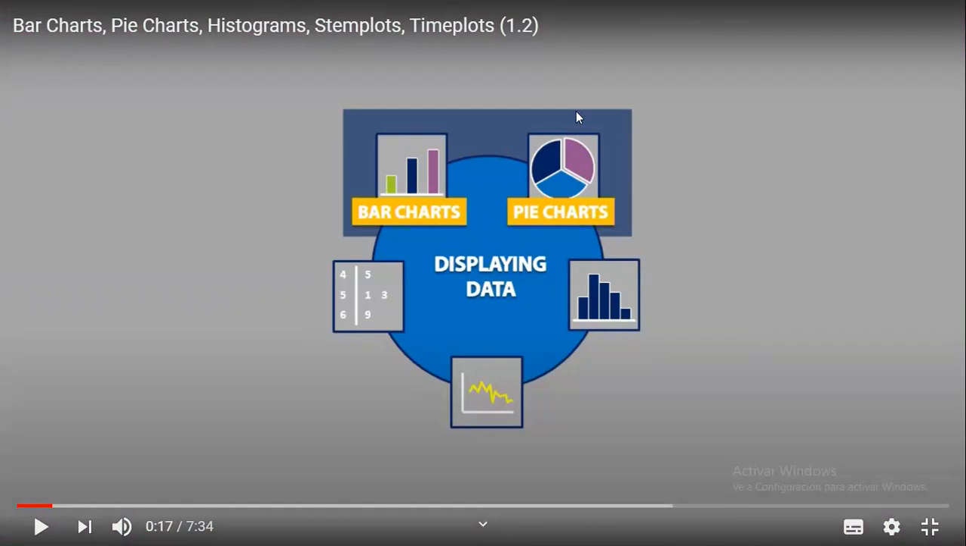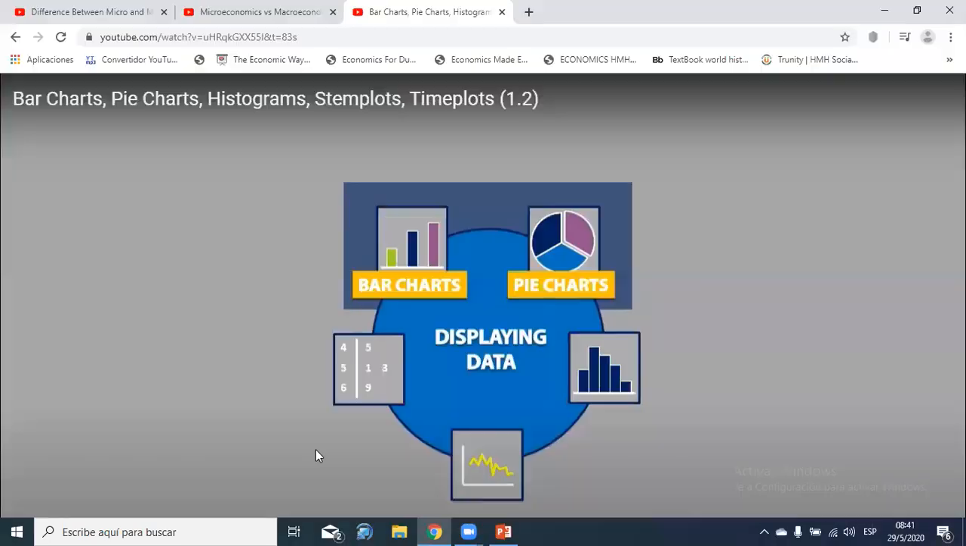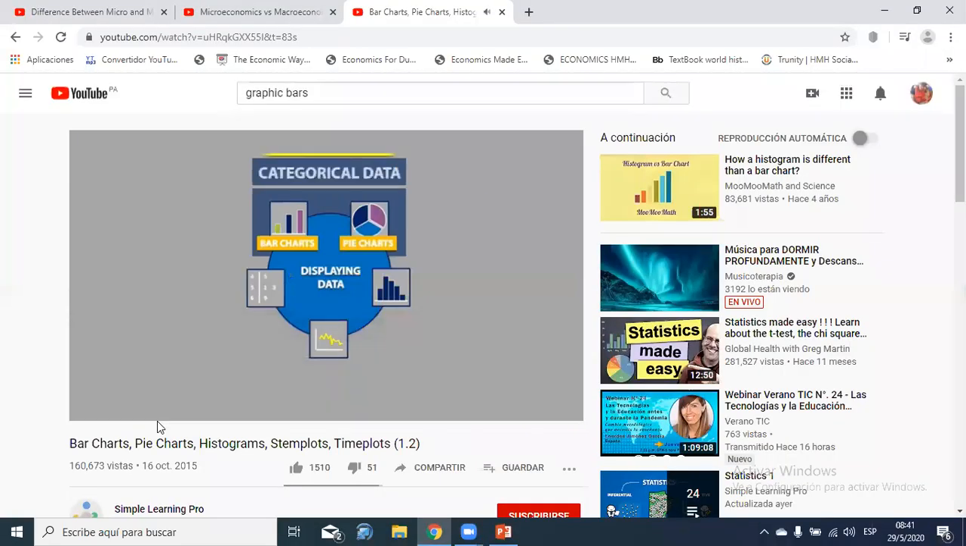These are some examples: bar chart, line chart. This is a line chart, this is a bar, and this is the pie chart. Basically, we use these 3. There are different kinds of graphics, but these are the most commonly used in the economy. This was the only part that I wanted to show you.